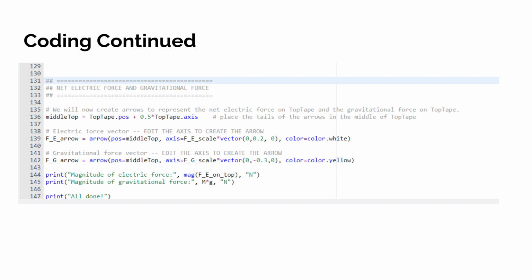This is another piece of code, and this is towards the end of the code to display the magnitude of the electric force and gravitational force.